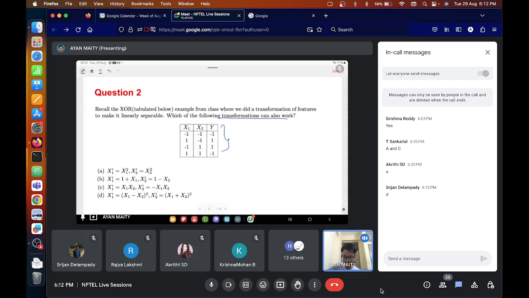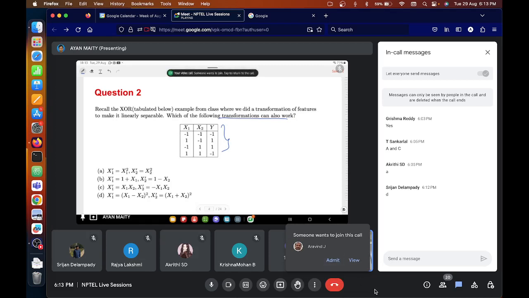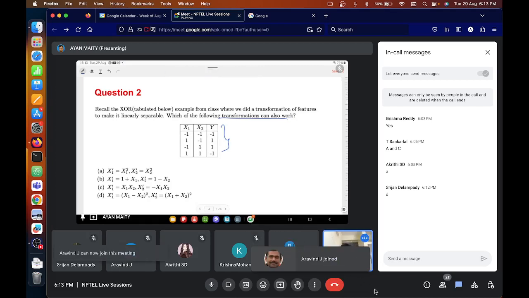Srijan is saying option D. Okay. There might be multiple correct answers here, so you have to try out all 4 options and check if any of these options are correct. So Srijan is saying D. I got one answer in the chat. Anyone else?